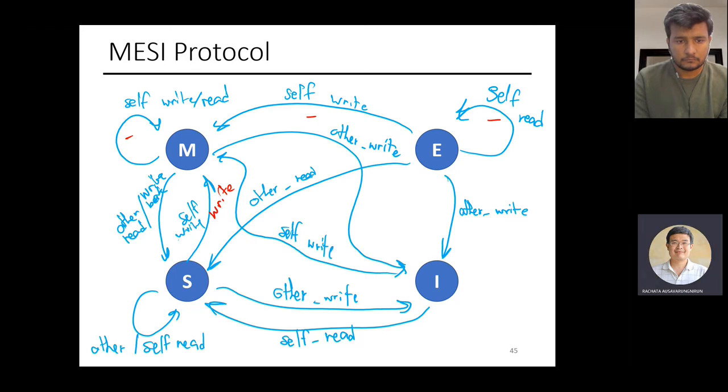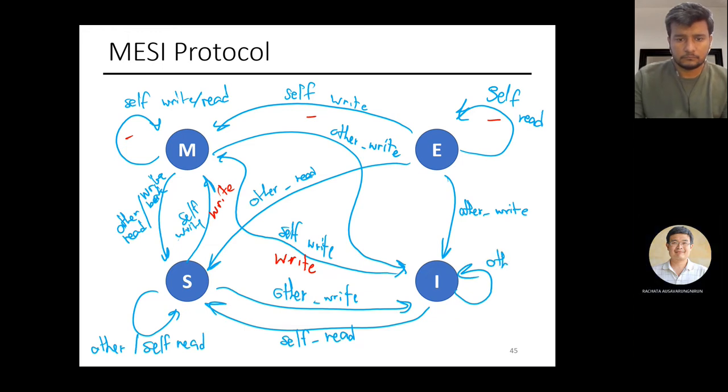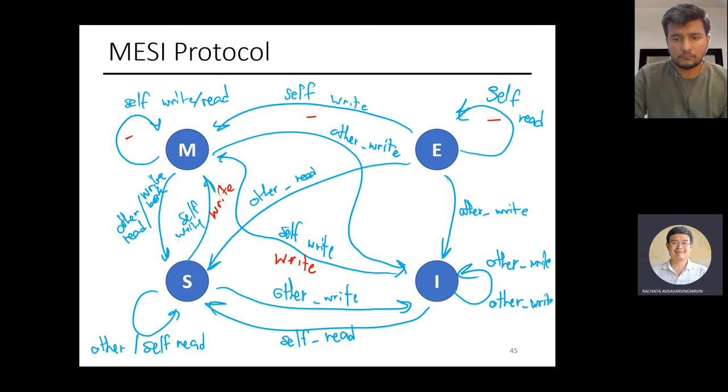And because I write to the data and someone else might have this cache block, I need to tell everyone that I do a write. If I'm in the invalid state and someone else writes, I stay there because I don't have the most updated version of the data anyway. And if someone reads the data, I also stay there because I don't have the most updated version of the data. The status is mine and mine alone. I just need to make sure I'm in the correct status and I issue the correct signal.